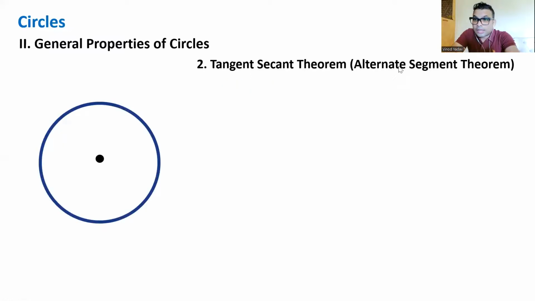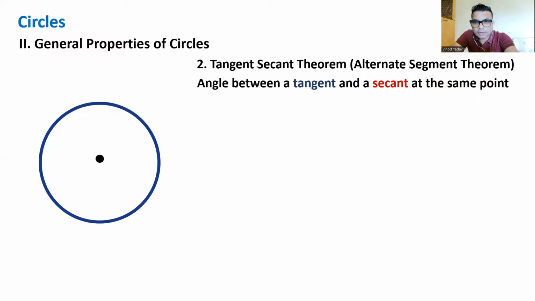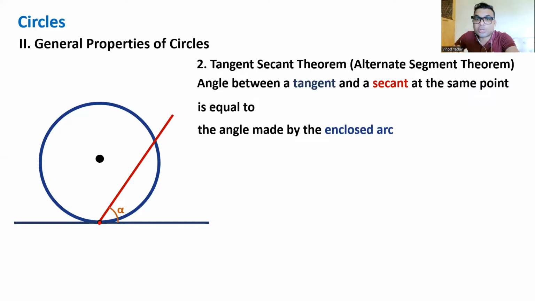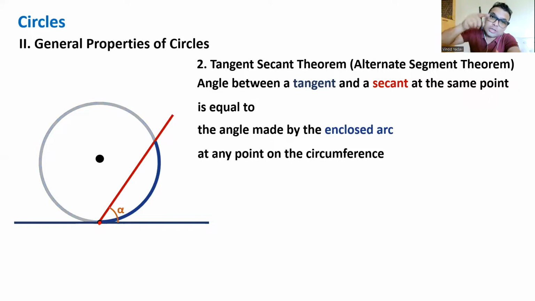Now, the tangent secant theorem, also called the alternate segment theorem. So we have an angle between a tangent and a secant at the same point. See, this is the tangent, and from that same point of touching, a secant is drawn. So the angle between them is alpha. Comfortable till here? The vertex is nothing but the meeting point of the tangent and the secant. This is equal to the angle made by the enclosed arc at any point on the circumference. So the enclosed arc is this blue one.